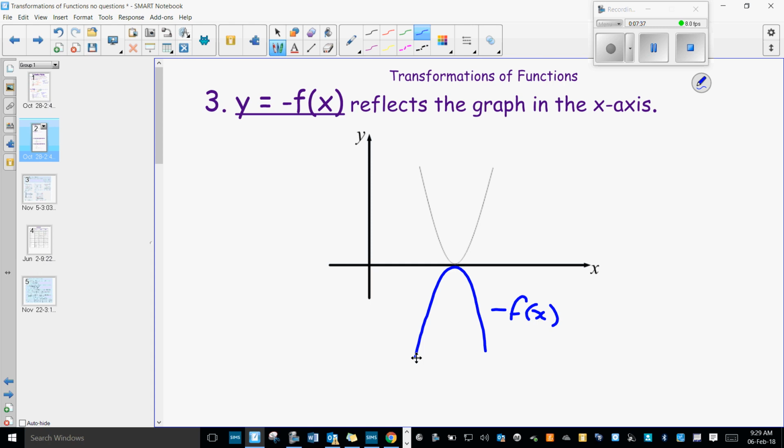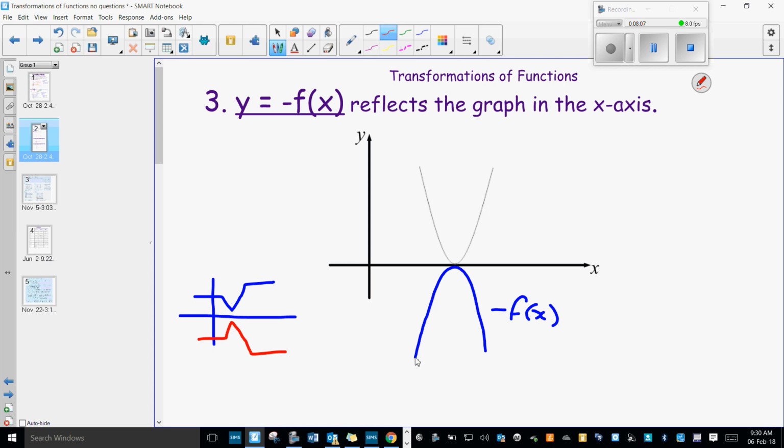I mean, it could be that they give you a graph that looks like this, and they say, that's your f(x). What would your y equals negative f(x) look like? And so you would know that it would be a reflection in the x-axis. So you would draw that. Okay?